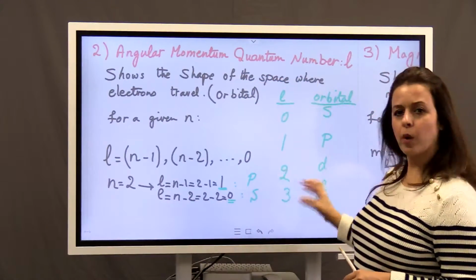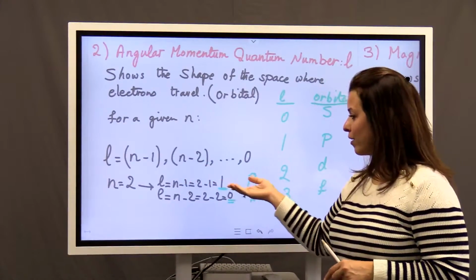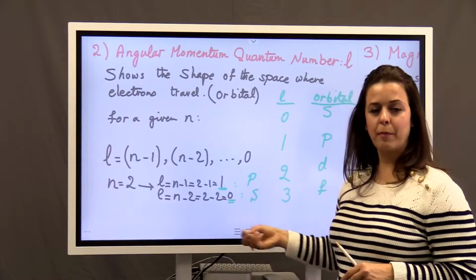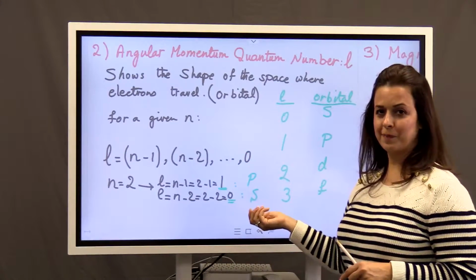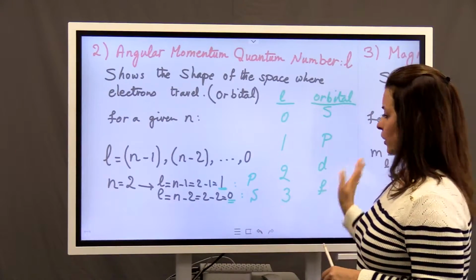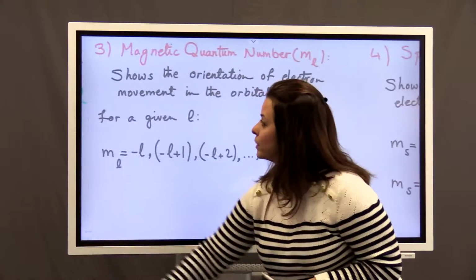So the same orbitals and labels and everything we have, now we are trying to find them by calculations, by very simple calculations. All right? I hope it was clear. Let's move on to the rest of the quantum numbers.